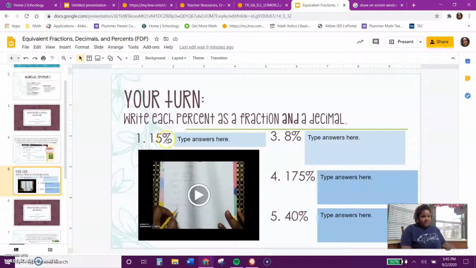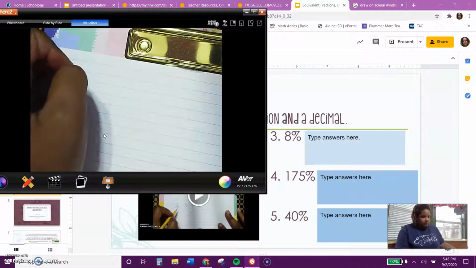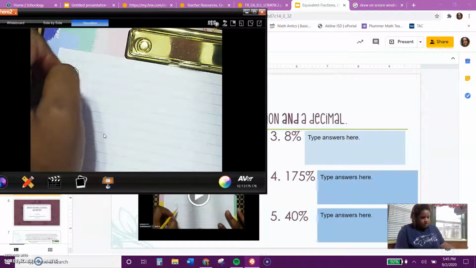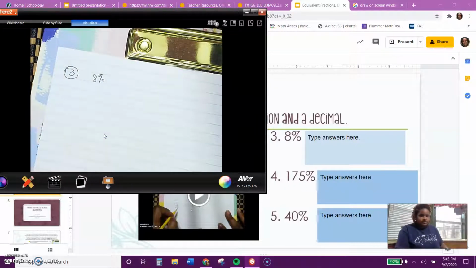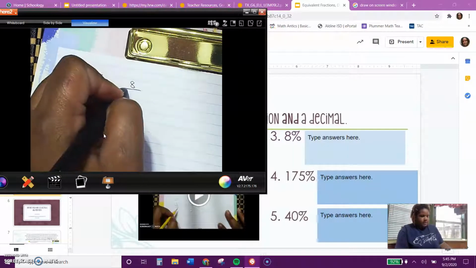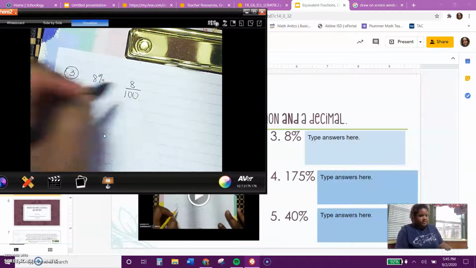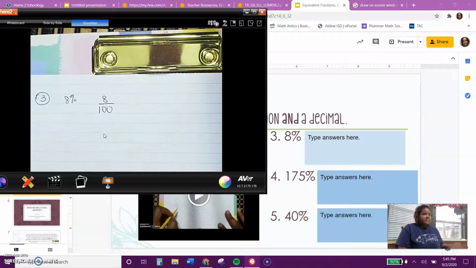Let's look at this first example. It says write each percent as a fraction and a decimal. I'm going to look at 3, 4, and 5. So I'm going to click back over here. So number 3 was 8%. I want to write this as a fraction. So I'm going to take my percent as my numerator and write 100 as the denominator. Everyone has been doing that correctly, which is awesome. Okay, but what people are forgetting is reducing.